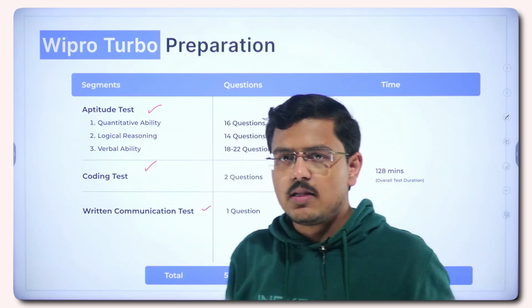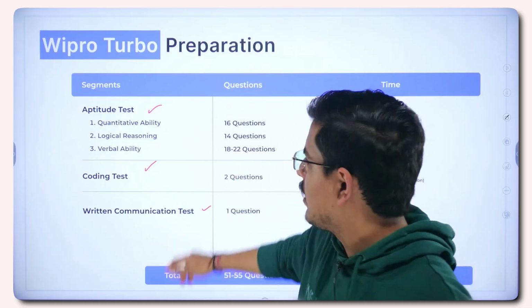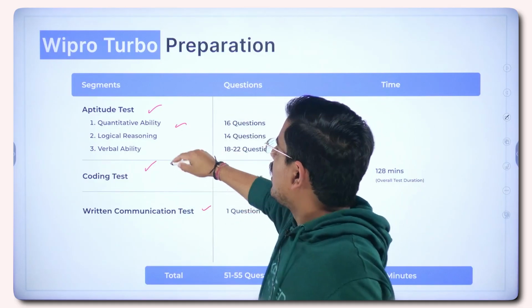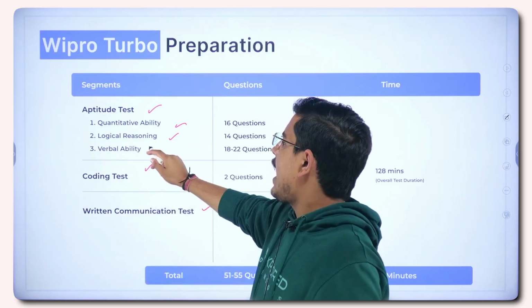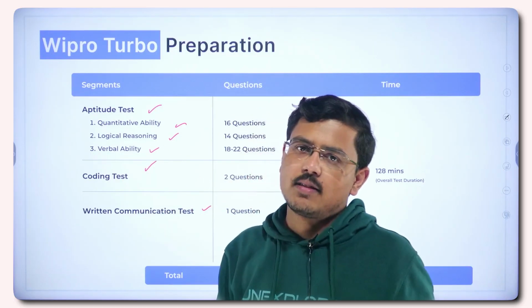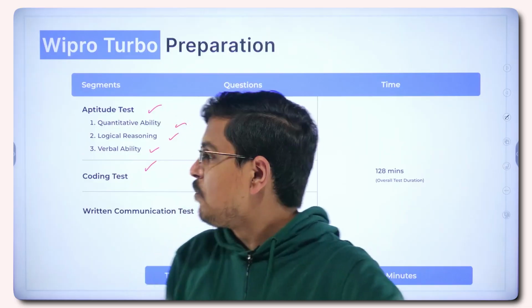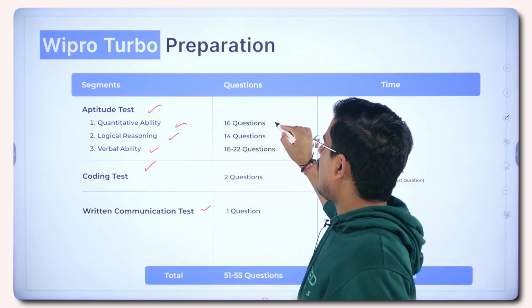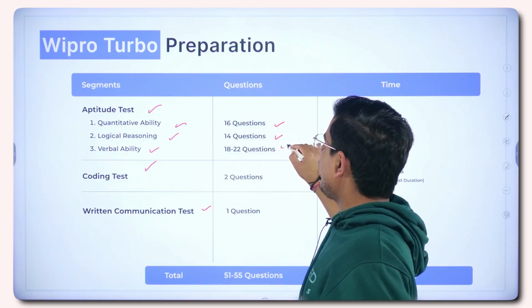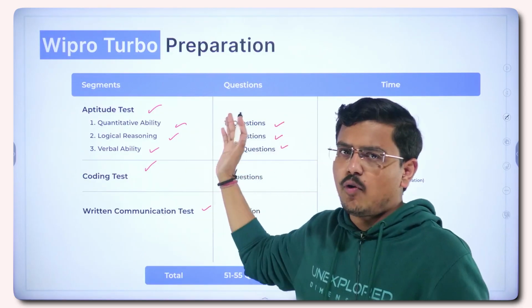In the aptitude test, your quants would be tested in the quantitative ability subsection. In the subsection of logical reasoning, your reasoning skills would be tested, and your verbal ability skills would be tested in another subsection. So the number of questions that you approximately have are 16, 14 and 18 to 22 respectively for these subsections.